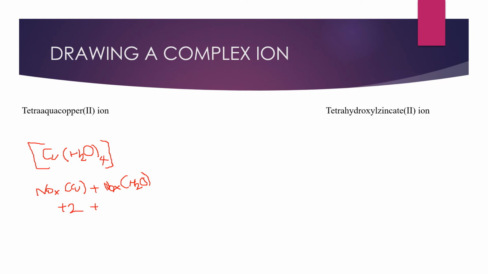And then to write the charge on the top right hand corner, we just follow this method down here. So 4H2O, water is a molecule whose oxidation state will be 0. So overall, the oxidation state is +2. And this +2 will then be written on top here. Okay, that's pretty simple, isn't it? So we're going backwards. So that's tetra aqua copper 2 ion.